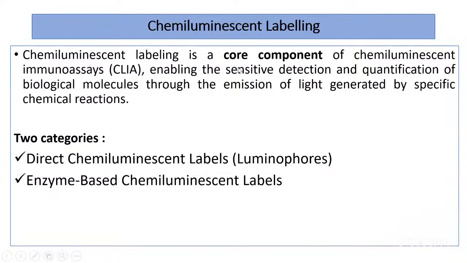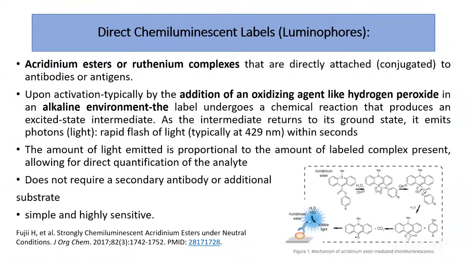So chemiluminescent labeling is a core component of CLIA. There can be two categories. One is the direct chemiluminescent labels, which are luminophores, like luminol. The other is enzyme based, where the enzyme has to act on the substrate, and only then can you get luminescence. So the chemiluminescent labels are direct and indirect. Indirect means through enzymes, alkaline phosphatase or horseradish peroxidase.